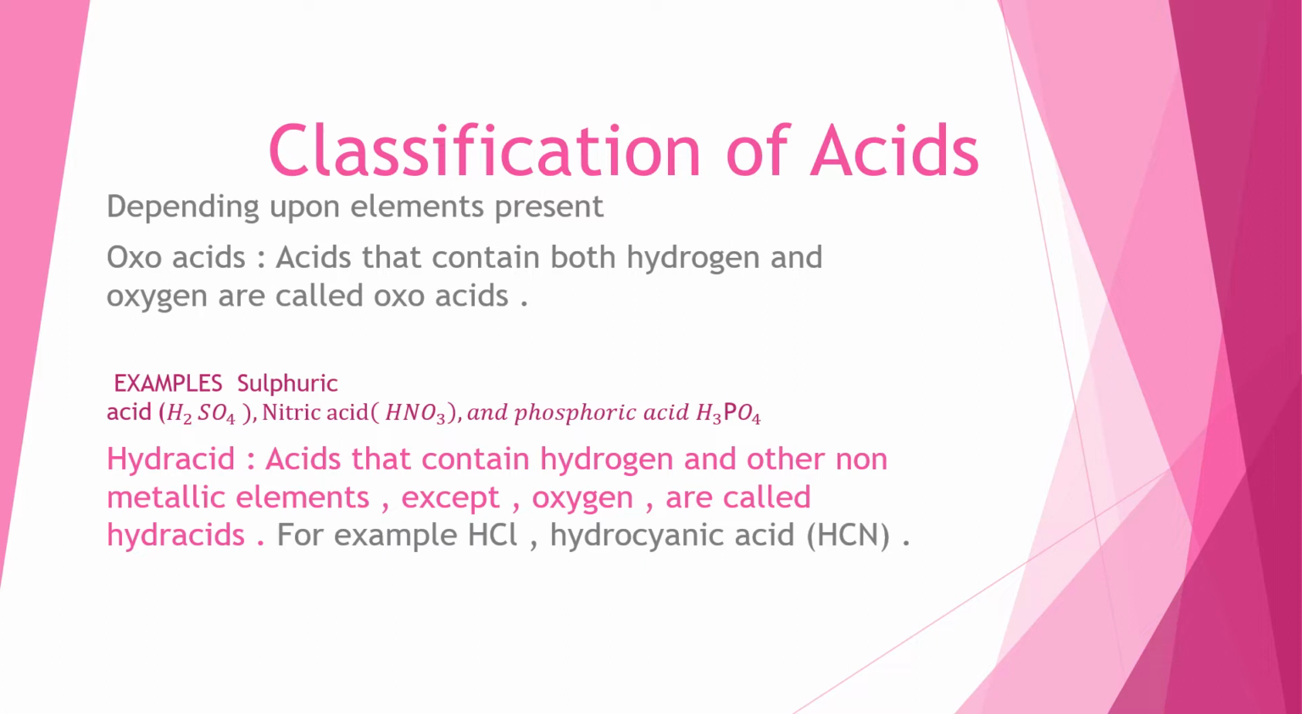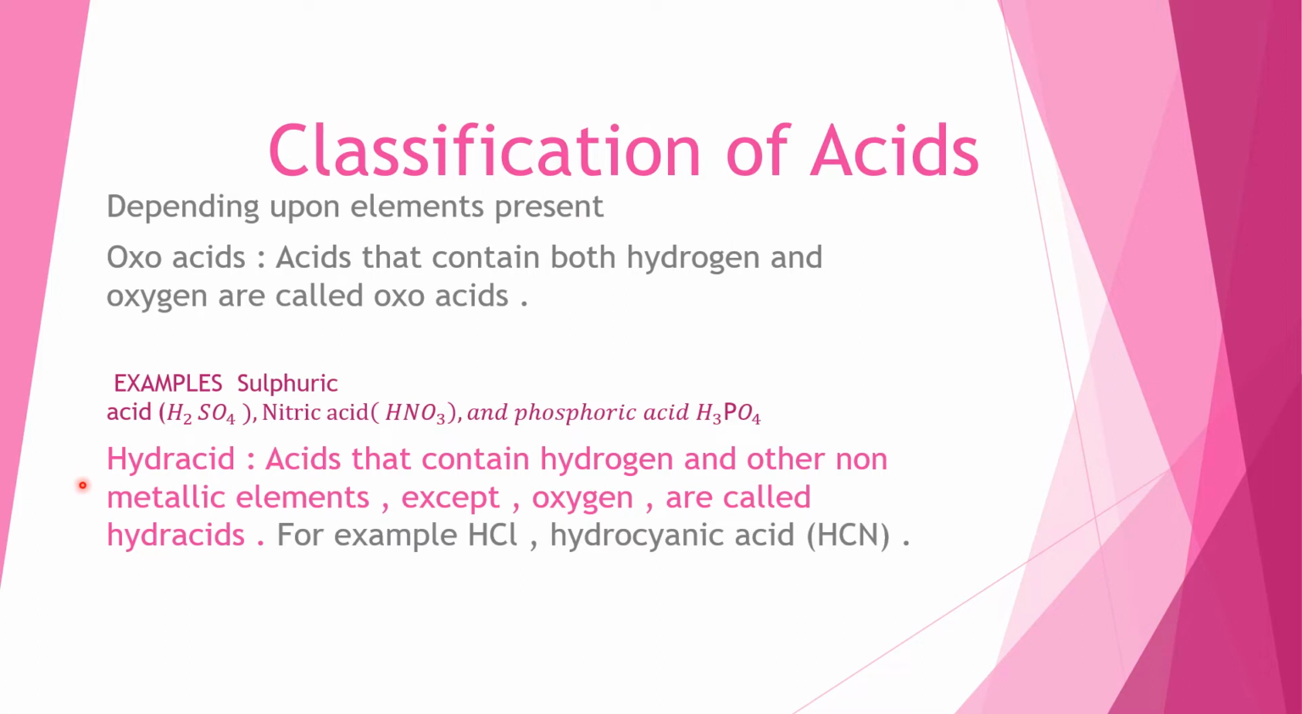In nitric acid, hydrogen is present and oxygen is present. In phosphoric acid, hydrogen is present and oxygen is present, and that's what makes them oxoacids. All these are examples of oxoacids, because they all contain both hydrogen and oxygen.